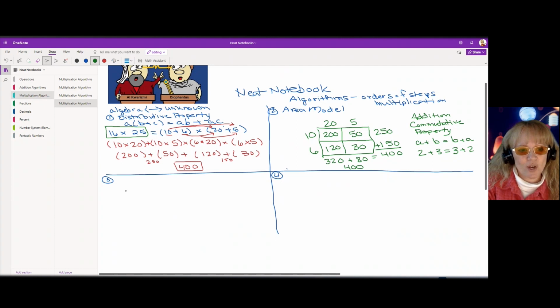All right, so there's 2 more ways, and these are really fun to compare. So I'm going to write both of their names out first, and we're going to talk about them. So the first one is called the multiplication algorithm. And the last one is called the standard algorithm.